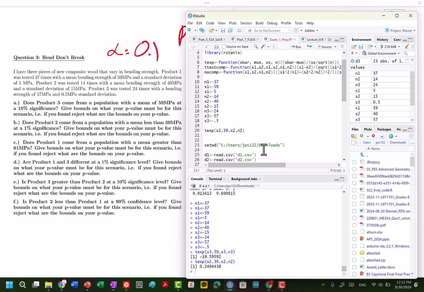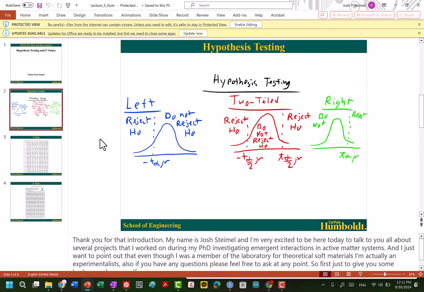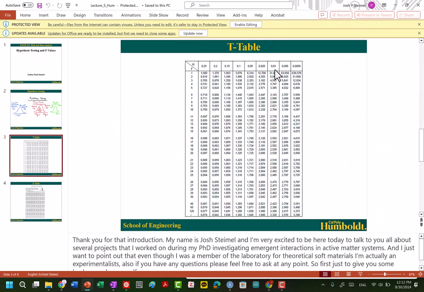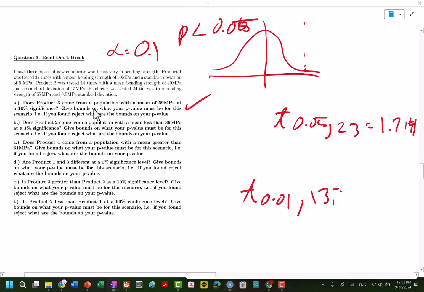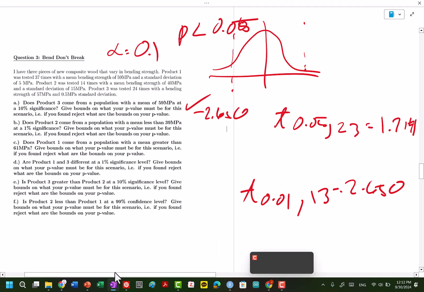T of 0.01 and 13 is 2.650. And if it's a left-tailed test, it's going to be minus 2.650. So what was our T value? It was very small and actually positive.